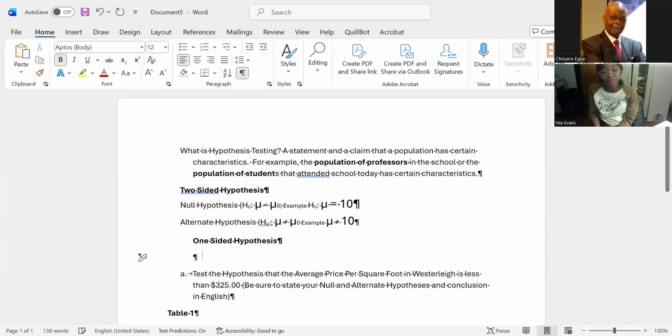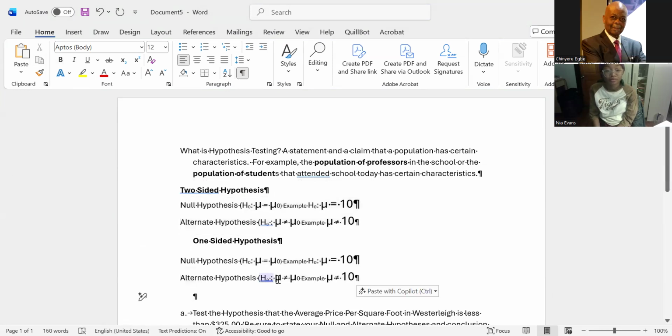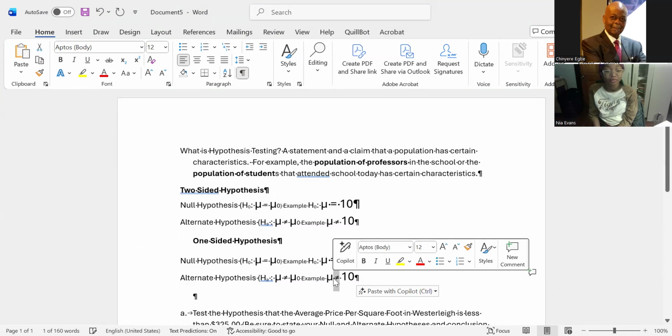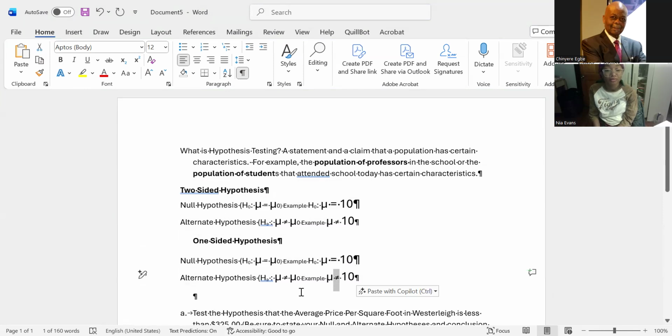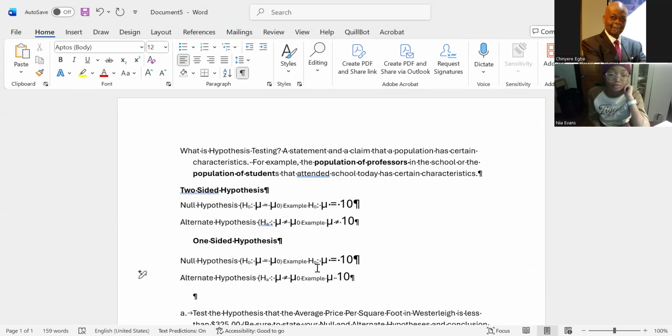One-sided hypothesis. Now, the difference between a one-sided and a two-sided hypothesis is that we said that mu is equal to 10, and the alternate will be that mu is less than 10. So there's a strict inequality. The alternate could be that mu is less than 10 or that mu is greater than 10.